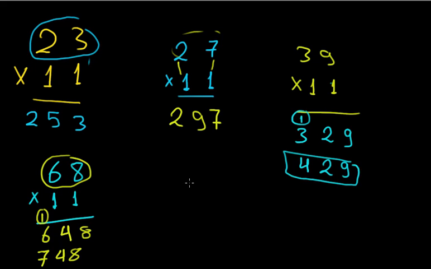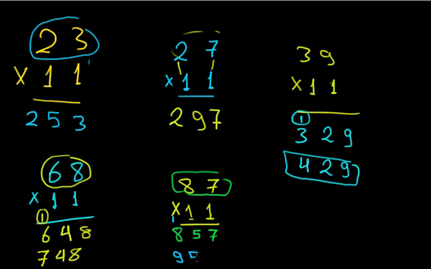Finally, if we say 87 times 11. 87 times 11. How can we solve this question? We will say also 7 times 1. 7 times 1 equals 7. And 8 times 1, here we have distance, equals 8, and we'll make addition. Addition for what? 8 plus 7 equals 15. We'll write 5 and carry up 1. 1 plus 8 equals 9, so the result equals 957.